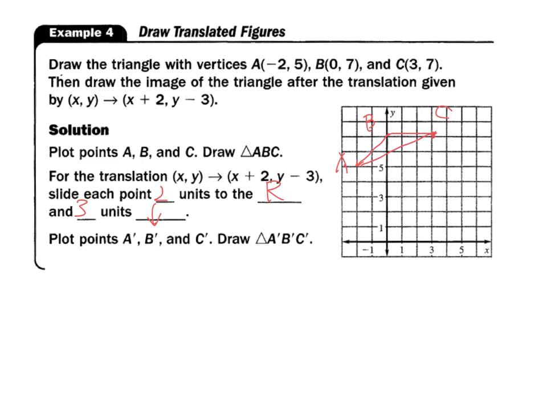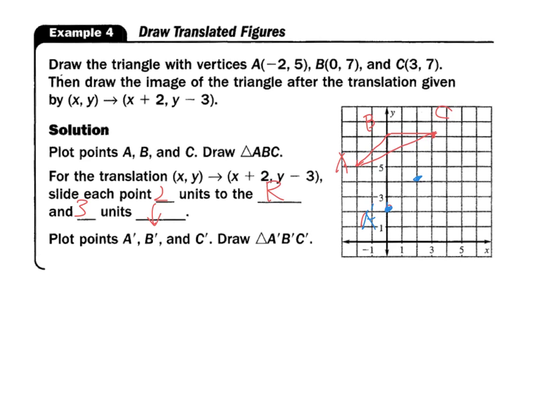If we take A, move plus 2 will be on the y-axis, and then downward by 3, that becomes 2 here. So this is my A, I should do a different color. This is my A prime. And I do the same thing with B. B is 0, 7. 0 plus 2 is 2, and then 7 minus 3 is 4. So 2 and 4.